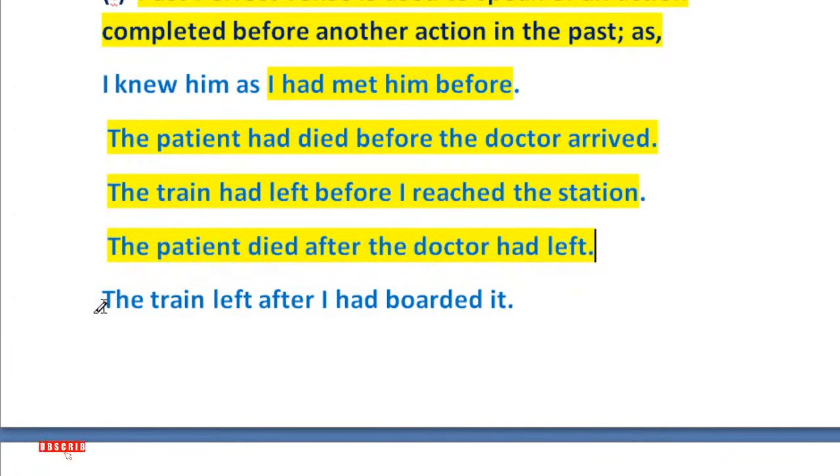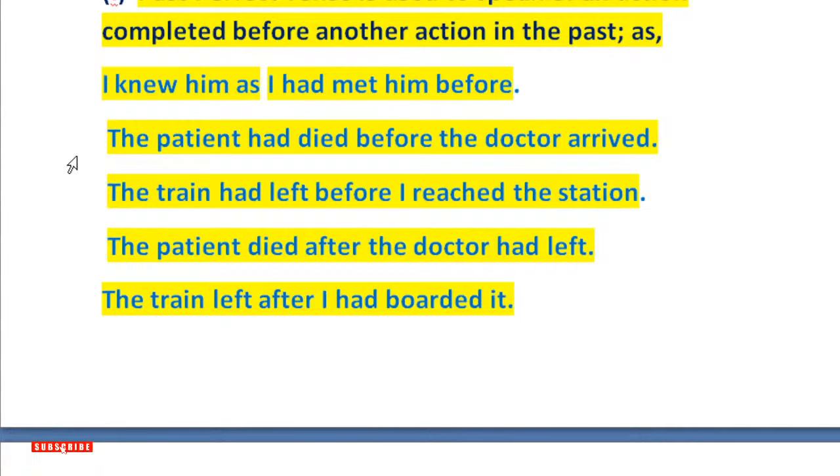So here past perfect tense has been used to speak of an action completed before another action in the past. In all these sentences, two actions are taking place, but one action is taking place before the other. So to talk about the action that takes place first, the action that takes place before the other action, we use past perfect tense.